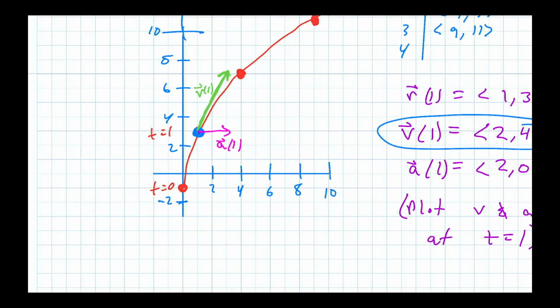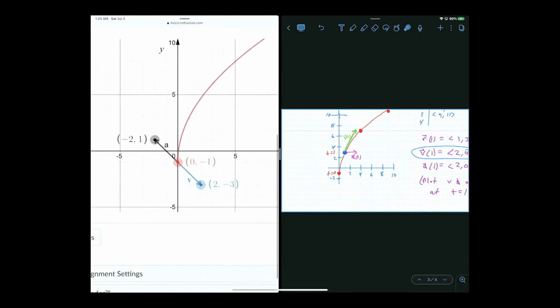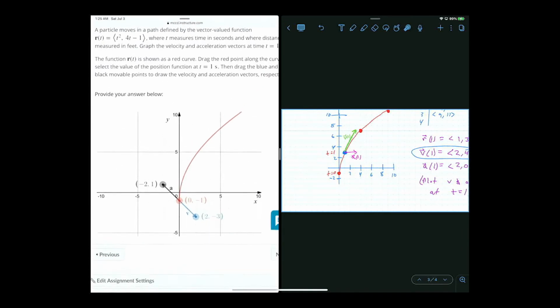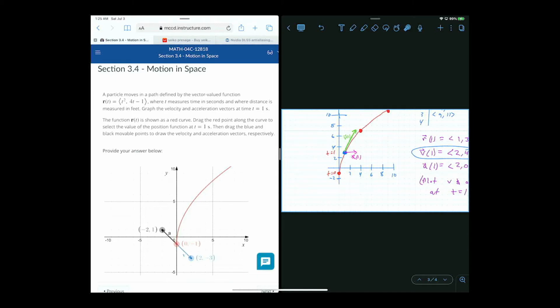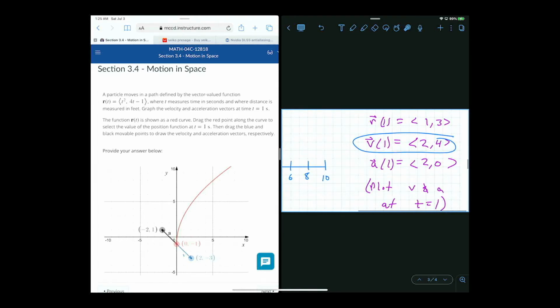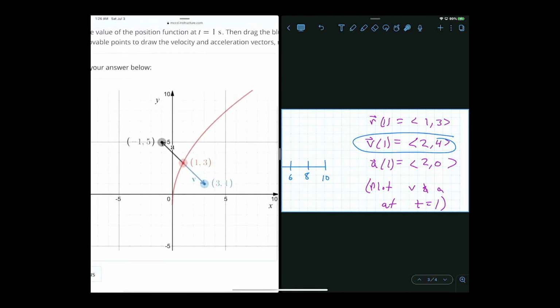Now, as far as the homework goes, they give you the question like this. And what they say is the function r is shown as the red curve. And then they say drag the red point to select the value of the position at t equals 1. So what you would do is you calculate the things that I'm displaying right here. First thing you do is you find r of 1 is 1 comma 3. And then you have to drag this point to 1 comma 3, right? So you go like that, and now the red point you can see hopefully is at 1 comma 3.